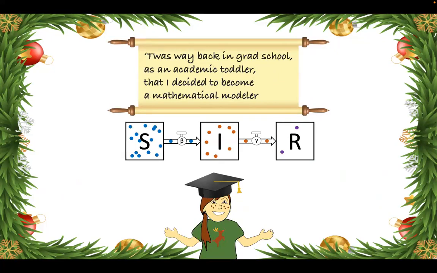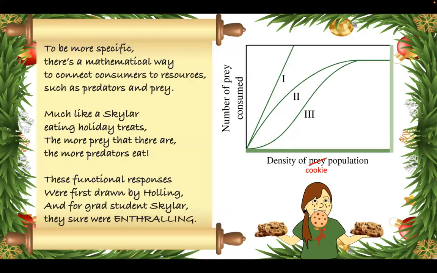'Twas way back in grad school, as an academic toddler, that I decided to become a mathematical modeler. To be more specific, there's a mathematical way to connect consumers and resources such as predators and prey. Much like Skylar eating holiday treats, the more prey that there are, the more predators eat.